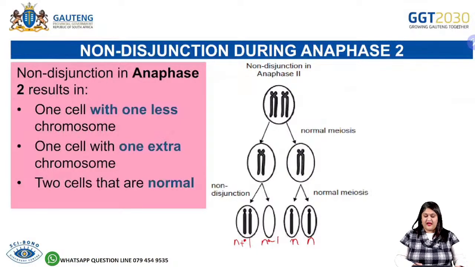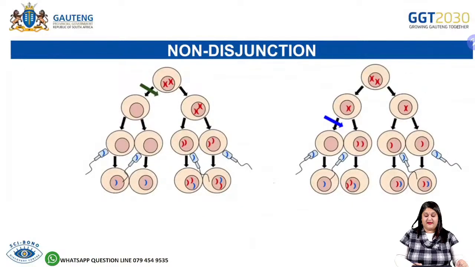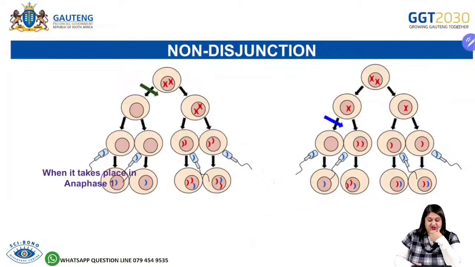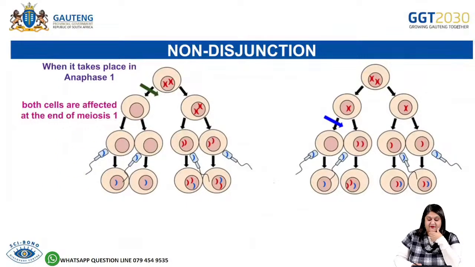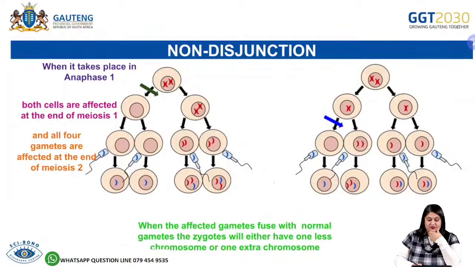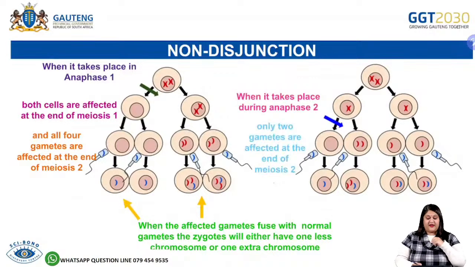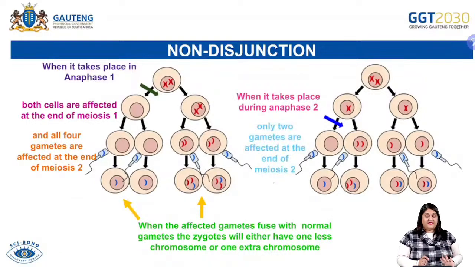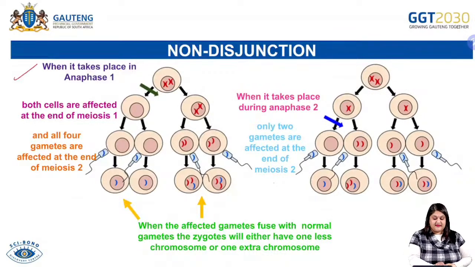Right, before we get to the next, let's do another picture now. This one is showing us that it takes place in anaphase 1. Both cells are affected. It's exactly what I explained to you, but I just want to show you this. I want all the things to pop up. There we go. So this is now showing us when it takes place in anaphase 1 and when it takes place in anaphase 2. So let's first look at this side.